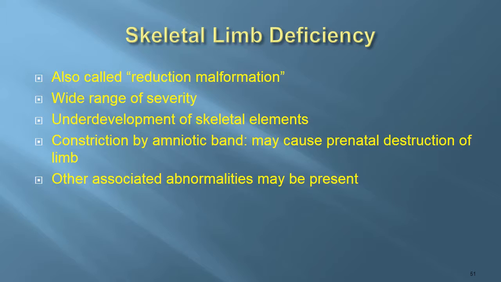Skeletal limb deficiency is also called reduction malformation. It comes in a wide range of severity, but involves underdevelopment of skeletal elements. There may be a prenatal destruction of the limb through a constriction by an amniotic band. Other associated abnormalities may be present.